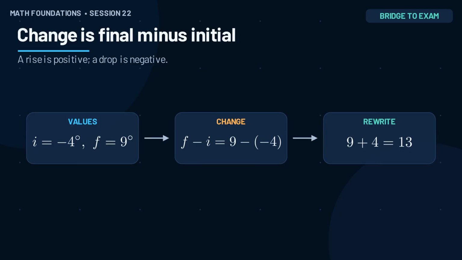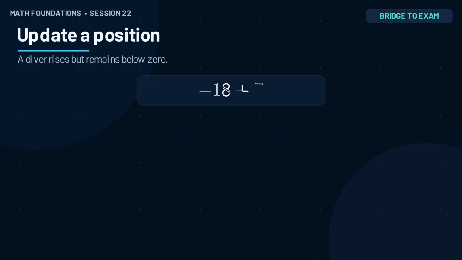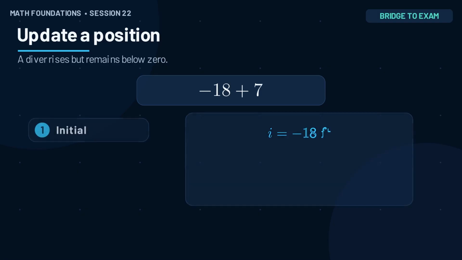The final temperature is 9, the increase is 13, and the distance between readings is 13. Always name which quantity was requested. Evaluate a diver at -18 feet, rises 7 feet. Step 1. Use -18 as the initial position and +7 as the change.